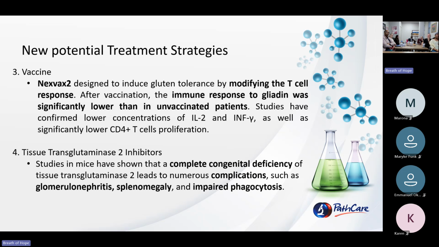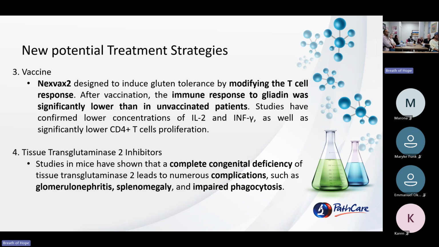And then, interesting, a vaccine. So Nexvax2 was designed to introduce gluten tolerance by modifying the T cell response. So after vaccination, the immune response to gliadin was significantly lower than in unvaccinated patients. And then the studies going into this vaccine have confirmed lower concentrations of interleukin-2, IFN gamma, as well as lower CD4 T cell proliferation.